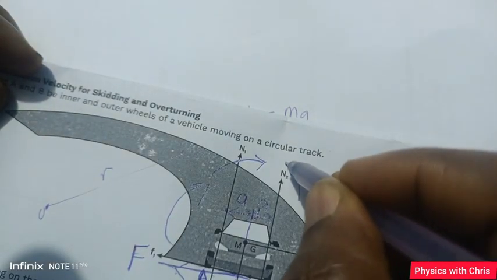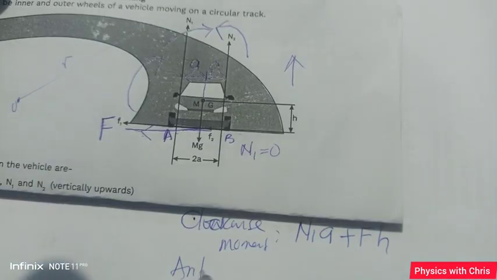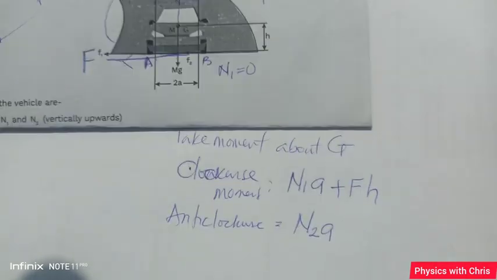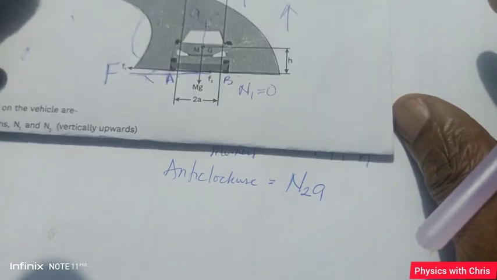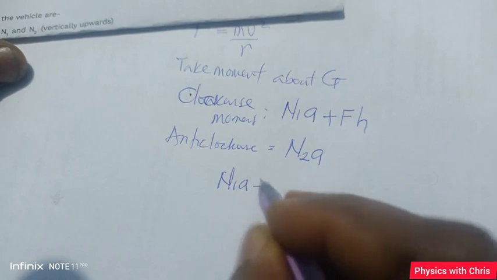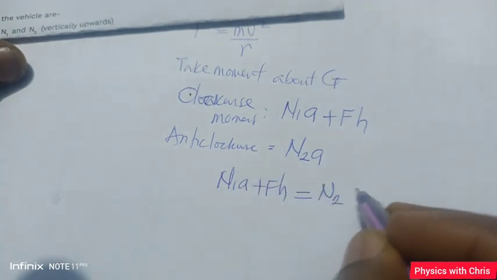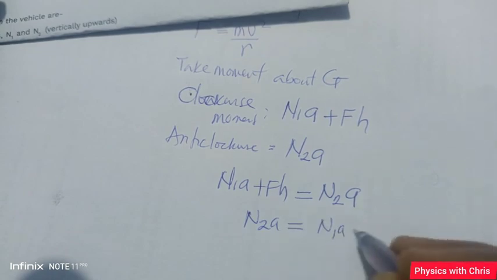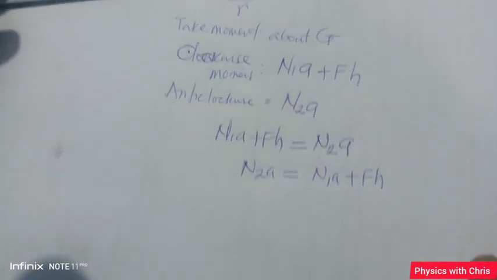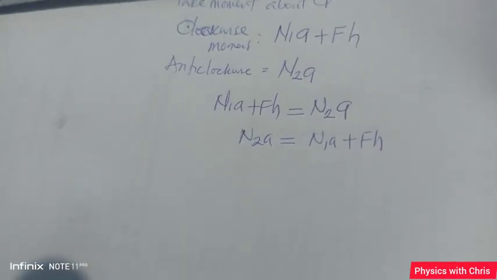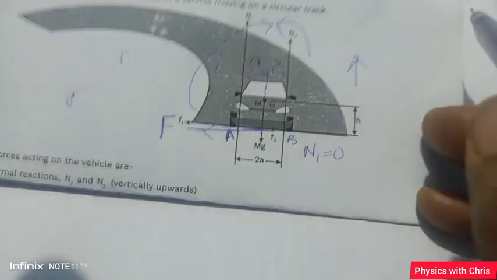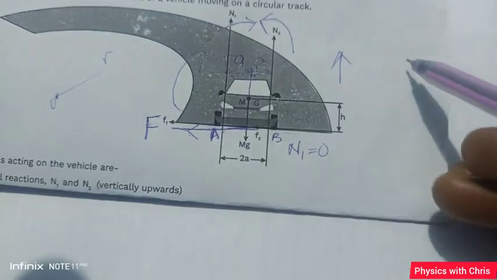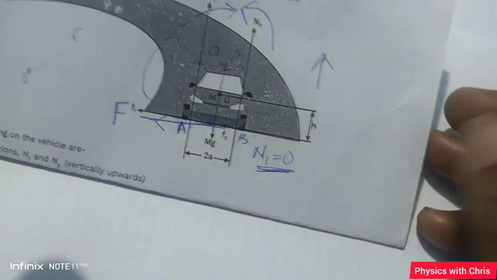Now this N2 will cause the car to turn in this direction. So my anti-clockwise moment about the same point G is N2 multiplied by a. a is still the perpendicular distance. Okay, for equilibrium, if this car must not turn, it must remain in the state of equilibrium. It means that N1a plus Fh must be equal to N2 times a for equilibrium, or N2a must be equal to N1a plus Fh. Recall that this F is also equal to our centripetal force. Alright, so recall what I said earlier, that if this car is about to overturn, it means that this particular wheel loses contact, loses grip with the road, meaning that the normal force N1 becomes equal to 0.